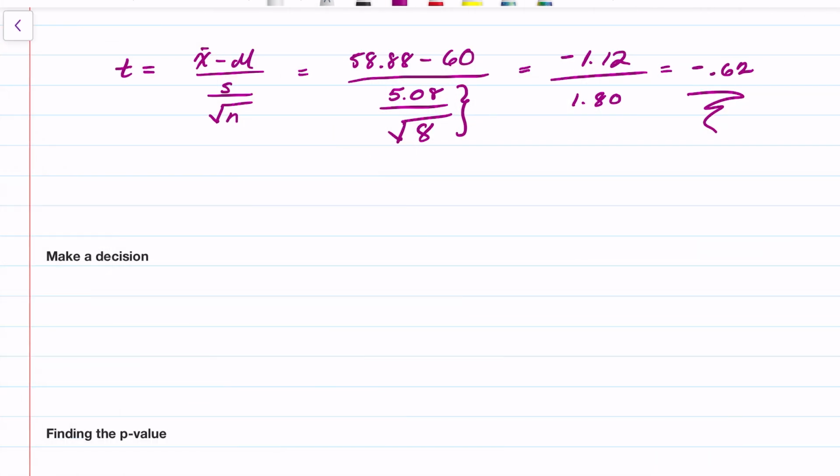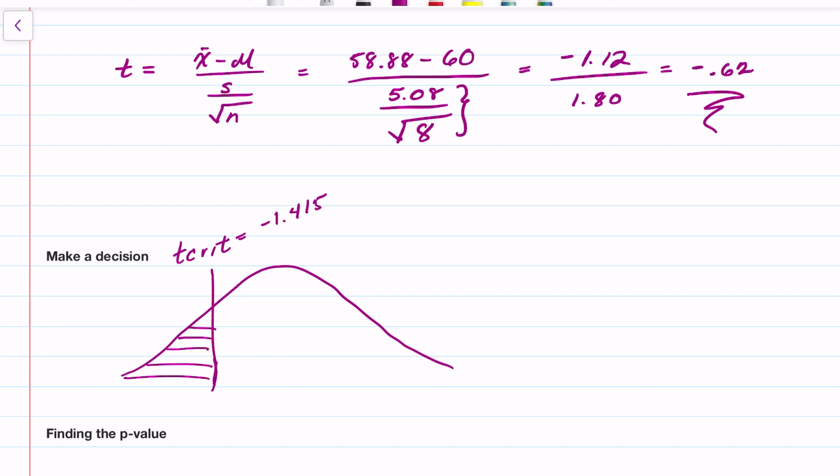So there's two ways of making the decision whether we reject or not. The first one is using the critical value and the test statistic. So my t-crit was negative 1.415. So this was my rejection region.